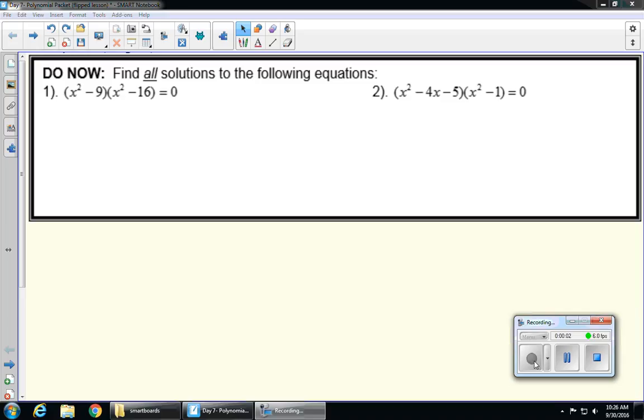So today we're going to do a flipped lesson, which means you're going to watch the video and follow along on your worksheet. So right now you have a do now in front of you, 1 and 2. Take a minute to solve both of those equations to find all of the solutions. Hit pause while you do it, and then when you're ready to check your answer, hit play.